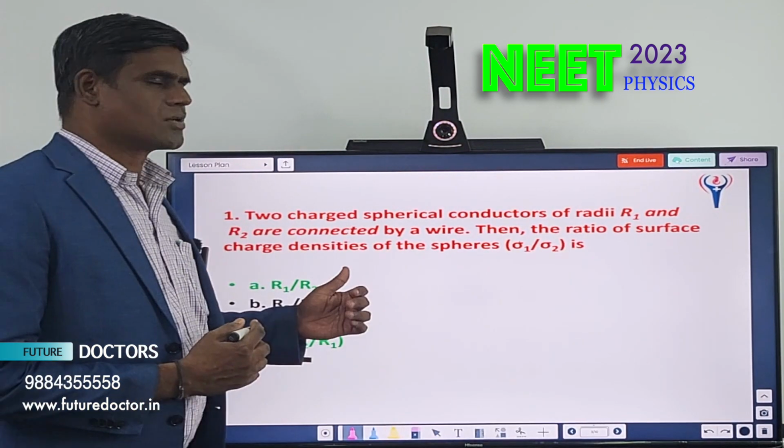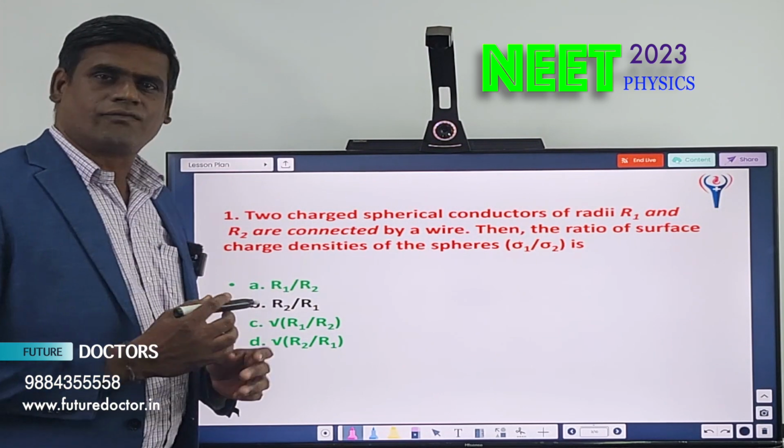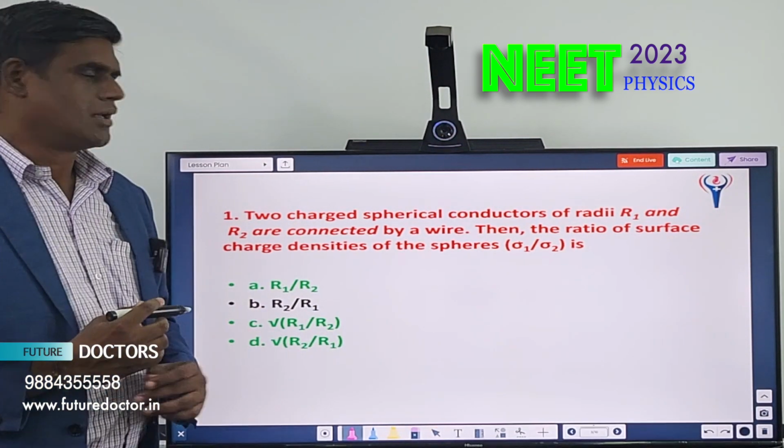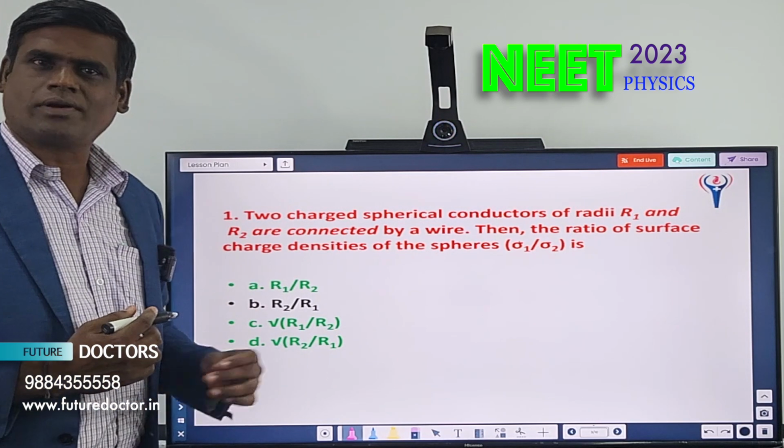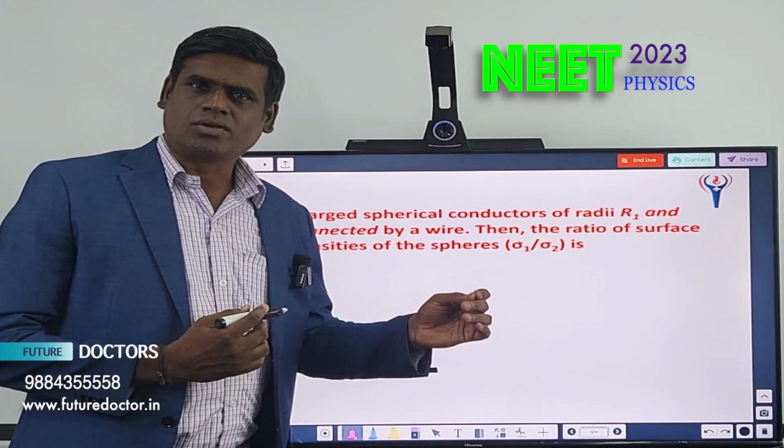Two charged spherical conductors of radii R1 and R2 are connected by a wire. Then the ratio of surface charge densities of the spheres, sigma 1 by sigma 2, is dash. What is sigma? Sigma is the surface charge density. What is surface charge density? It is charge per unit area.